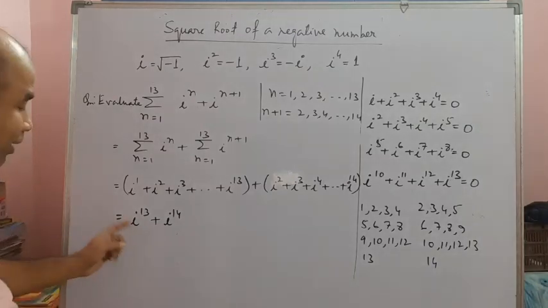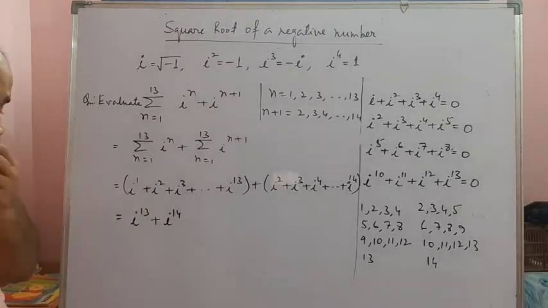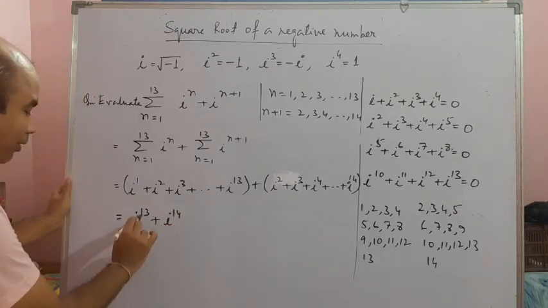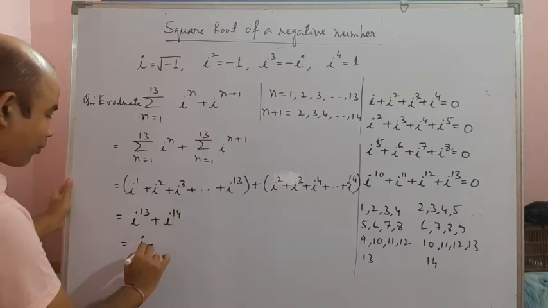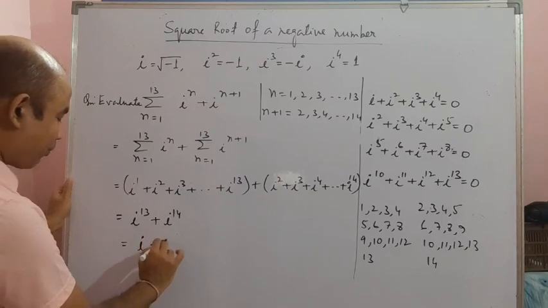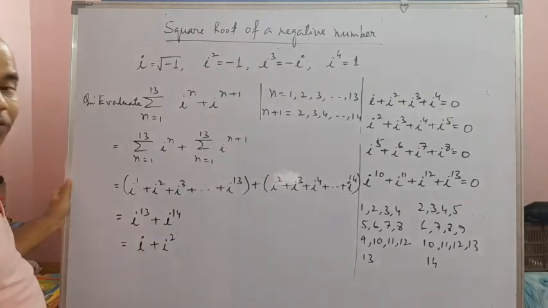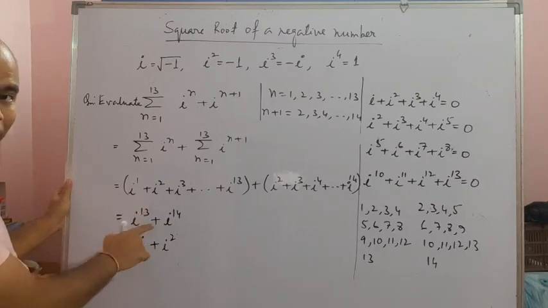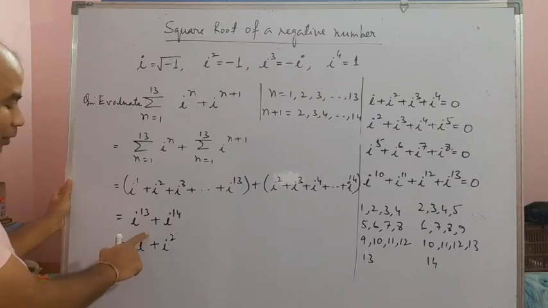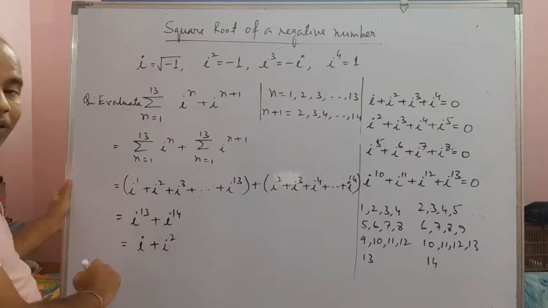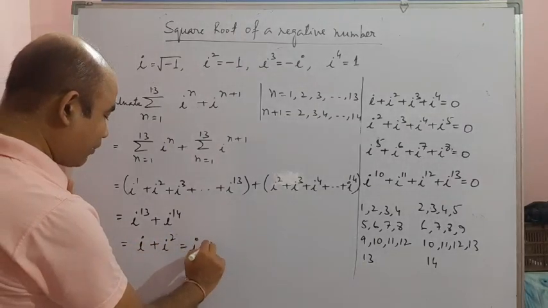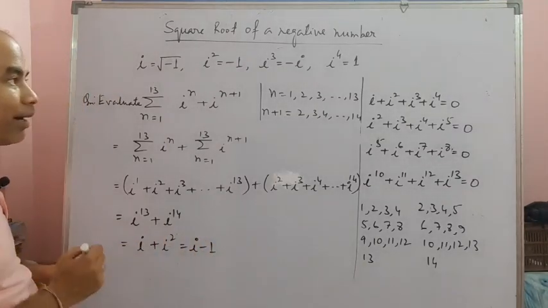So you have i to the power 13 plus i to the power 14. For i to the power 13, if I divide 13 by 4, the remainder will be 1. So it will be i to the power 1. And when you divide 14 by 4, the remainder will be 2. So it will be i to the power 2. You have to divide the positive integer by 4. Whatever remainder comes, that will be the power. So ultimately this is i plus i square, and i square means minus 1. So i minus 1.